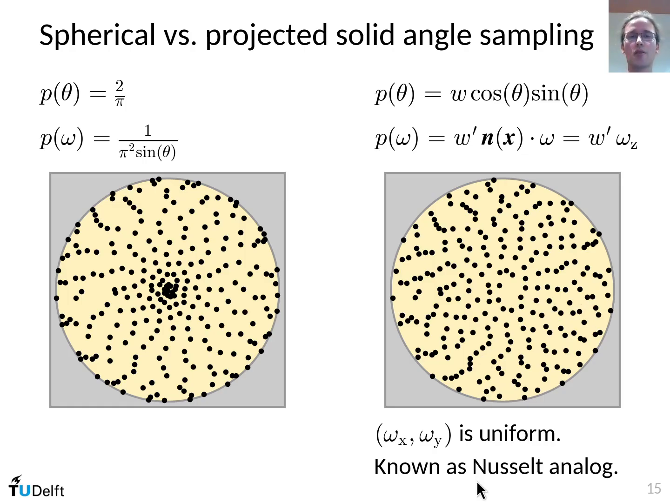This is known as the Nusselt analog, and this can be sometimes quite useful when you want to reason about projected solid angles. And in fact, this is also the reason why projected solid angles are called projected solid angles. And I'll explain a bit later what solid angle actually means.